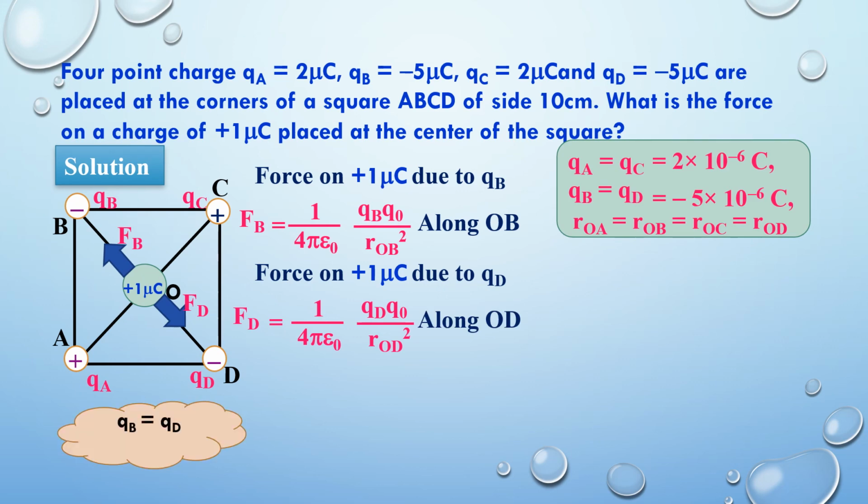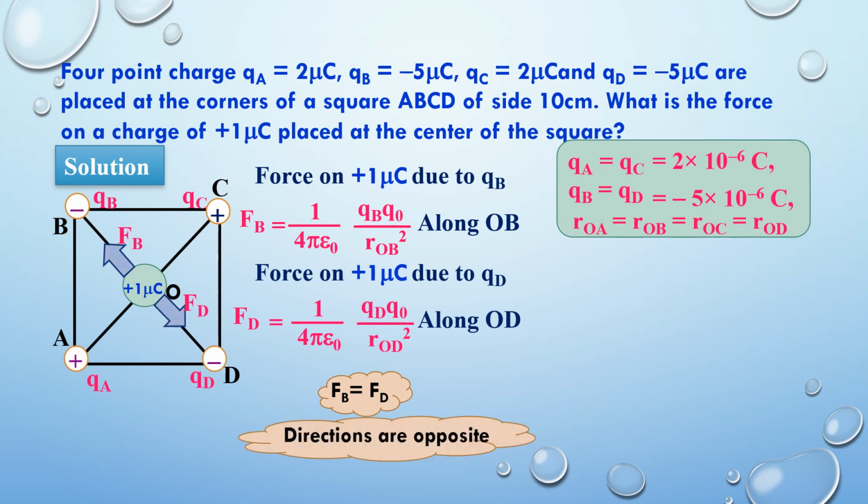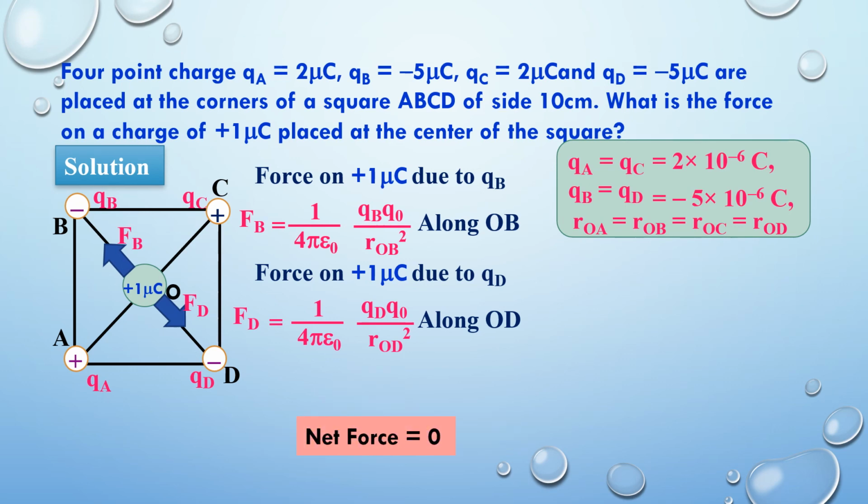Again, it is known that the charge at point B and the charge at point D are both equal to each other in magnitude, and also the distances from the center to point B as well as from the center to point D are the same. Hence, we can say that the force on the charge at the center due to B and the force on the charge at the center due to D should be the same. Hence, we can say that the directions of these forces are opposite, and the net force on the charge at the center results to be 0.